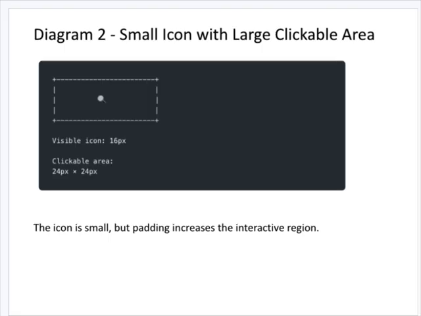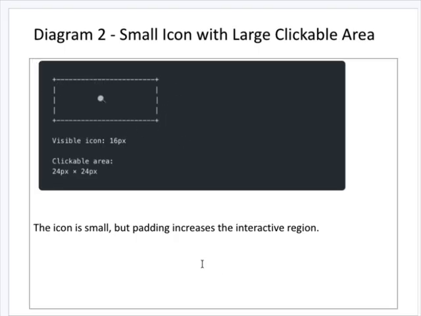Let's look at another example. This is a search icon, a very small icon with a large clickable area. So you can click or tap anywhere around this icon to activate it. So it is also another passing example. In this example, you can see that the visible icon is a mere 16 pixel, but the clickable area is 24 by 24 pixel. So the icon is small, but the padding increases the interactive region. That's why it is passing.